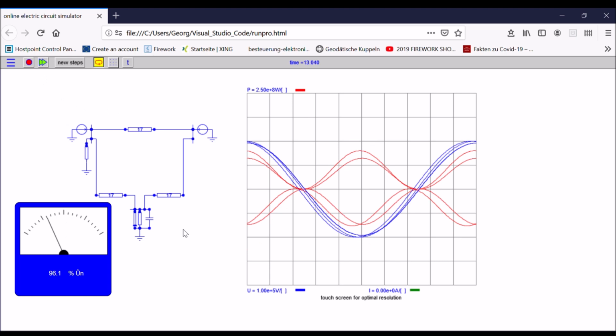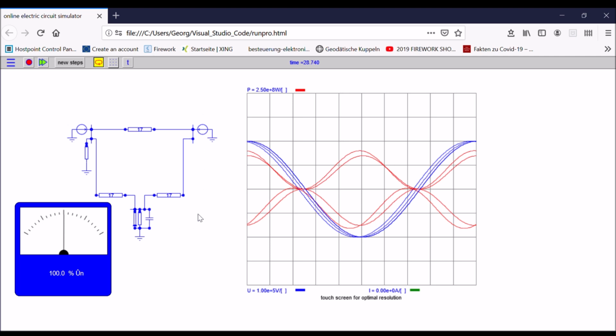I have now added a capacitor in parallel to the load here. And with the capacitor, I intend to compensate the voltage drop by these line reactances. In order to do so, I need to adjust the capacitor until I get 100% nominal voltage at this load. And you see how this is done, and this is where we are. And now I have achieved what I wanted to have.